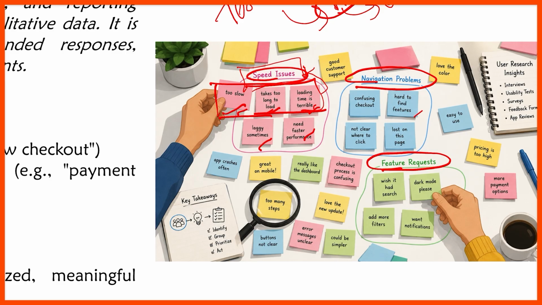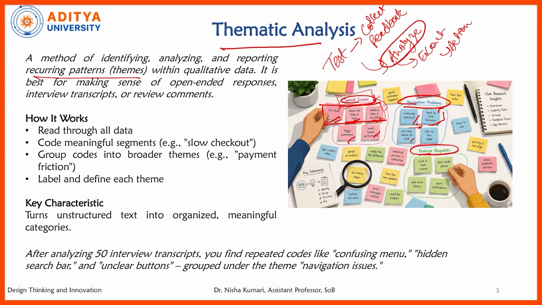Similarly, the people who are facing problems regarding navigation say it's hard to find the features, the checkout is confusing, or it's not clear where to click. All of these comprise one particular theme, which comes under navigation problem. So in thematic analysis, we create patterns or themes which occur continuously, give each pattern a particular name, and all the feedback given by different users under that theme comes under the one pattern which we identify.